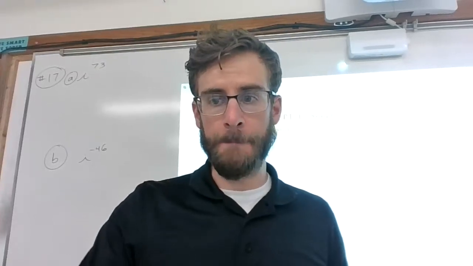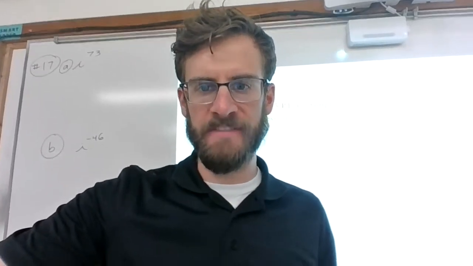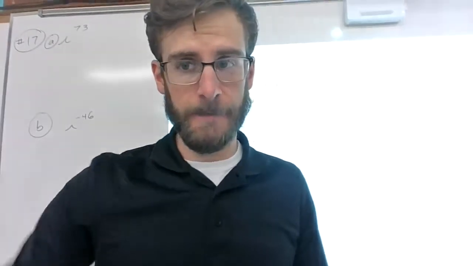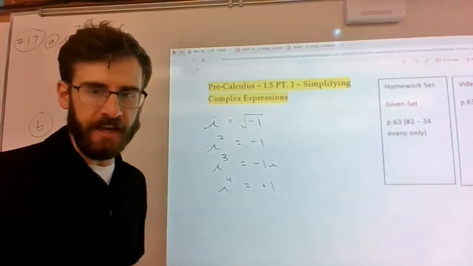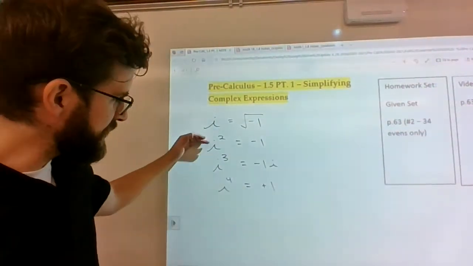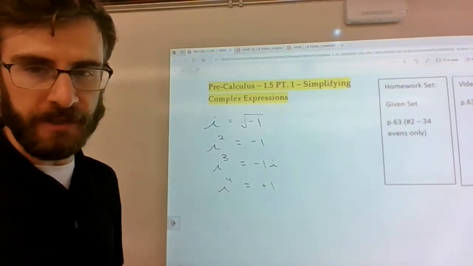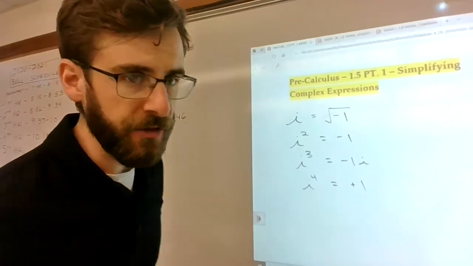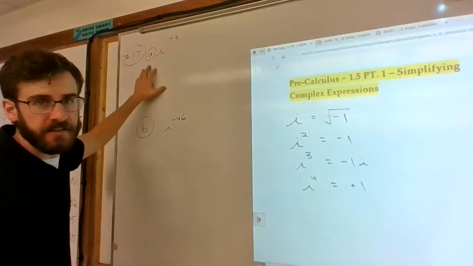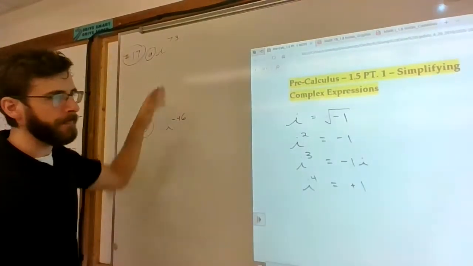All right, pre-calc, we're back for part 2 of section 1.5. This is the first lesson there. Pretty much where we left off, as our base for all logic when we're talking about complex expressions. So trying another one where we've got i to the 73 power.